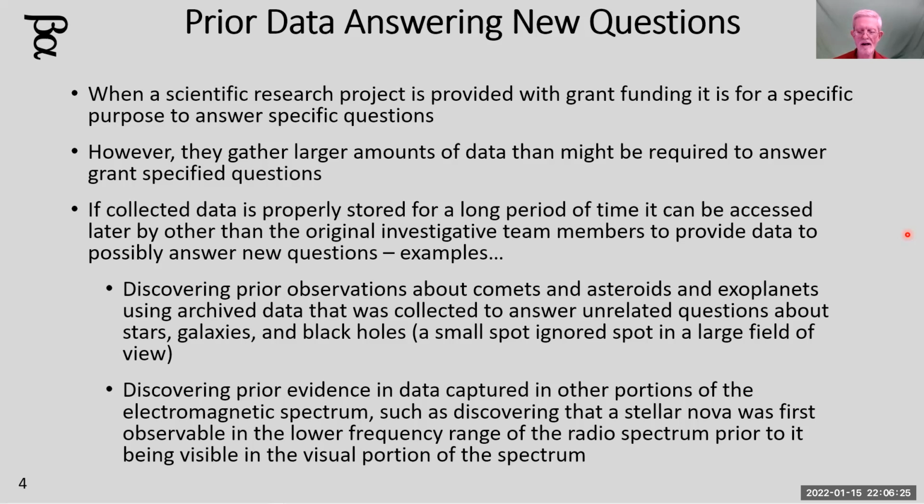For example, they found out that a stellar nova, a star going boom, actually was observable in radio at low frequencies before it was visible in the visual portion of the electromagnetic spectrum. But they didn't discover that until well after they were already looking at it visually. So you never know what's going to be there until you look at it.